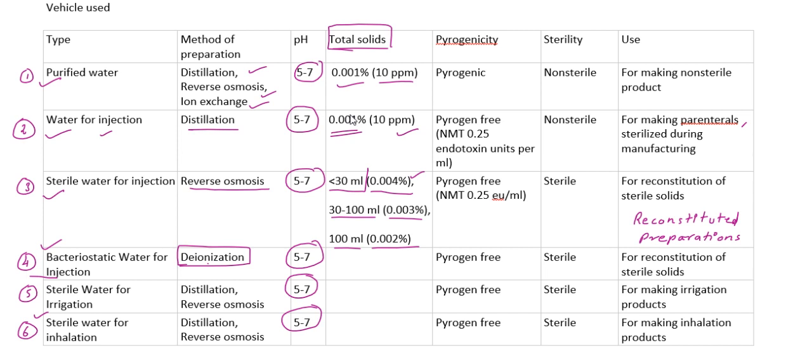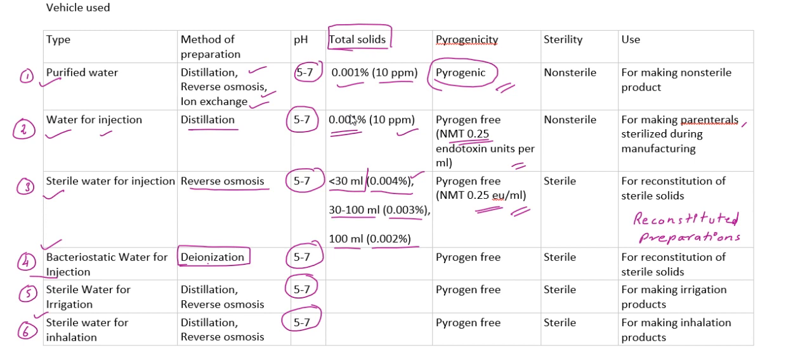The purified water, water for injection, and sterile water for injection should all be pyrogen free. But in particular, water for injection and sterile water for injection have a limit: it should be equal to or less than 0.25 endotoxin unit per ml. In purified water, nothing is mentioned because the amount can vary.